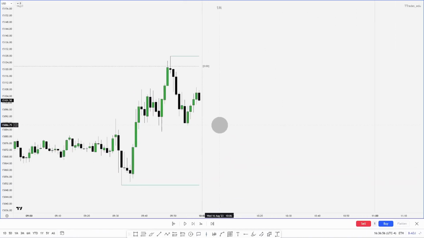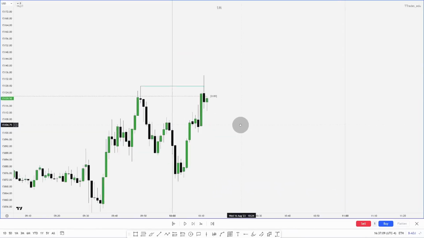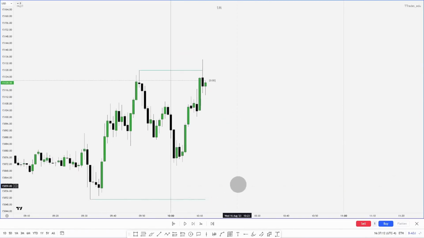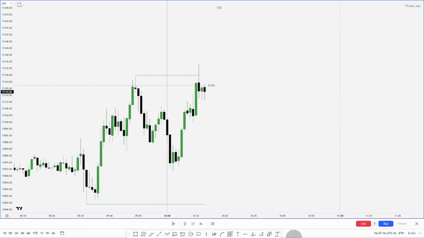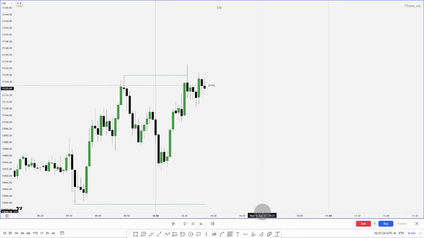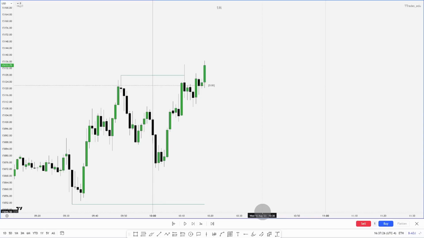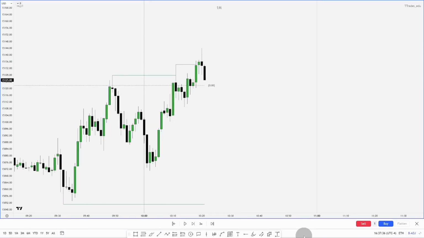All I do is sit back and wait for a stop run to occur below this low or above this high. So here we have a stop run. Now I'm looking for an entry model lower to target this low. So let's see what happens. No displacement down yet. Displacement back up, so we're probably going to reach for this high. Now, let's see what happens here. Okay, come back down, no displacement down.